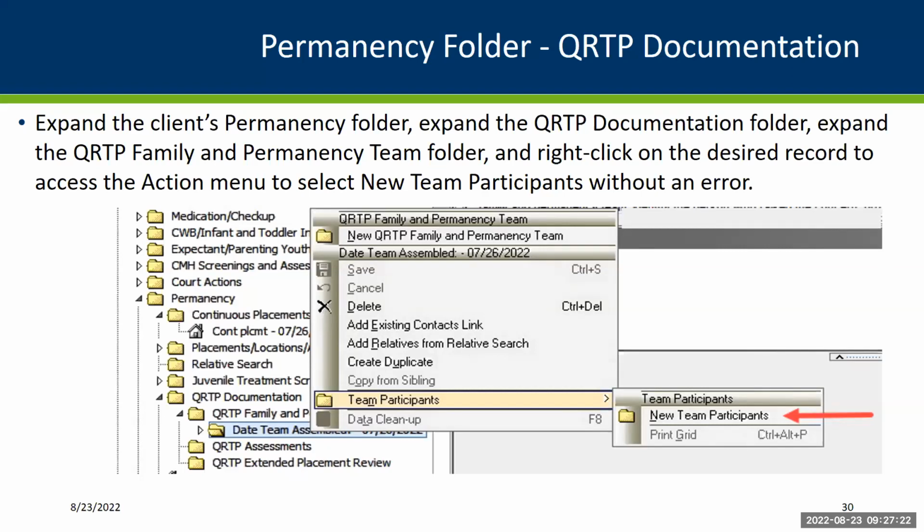So we want to make sure you are aware that you can now select a new team participant. I know there were some issues around this before, but that error has been fixed. So the way to do it, again, access the action menu and you will get to this new team participants option. Any questions?